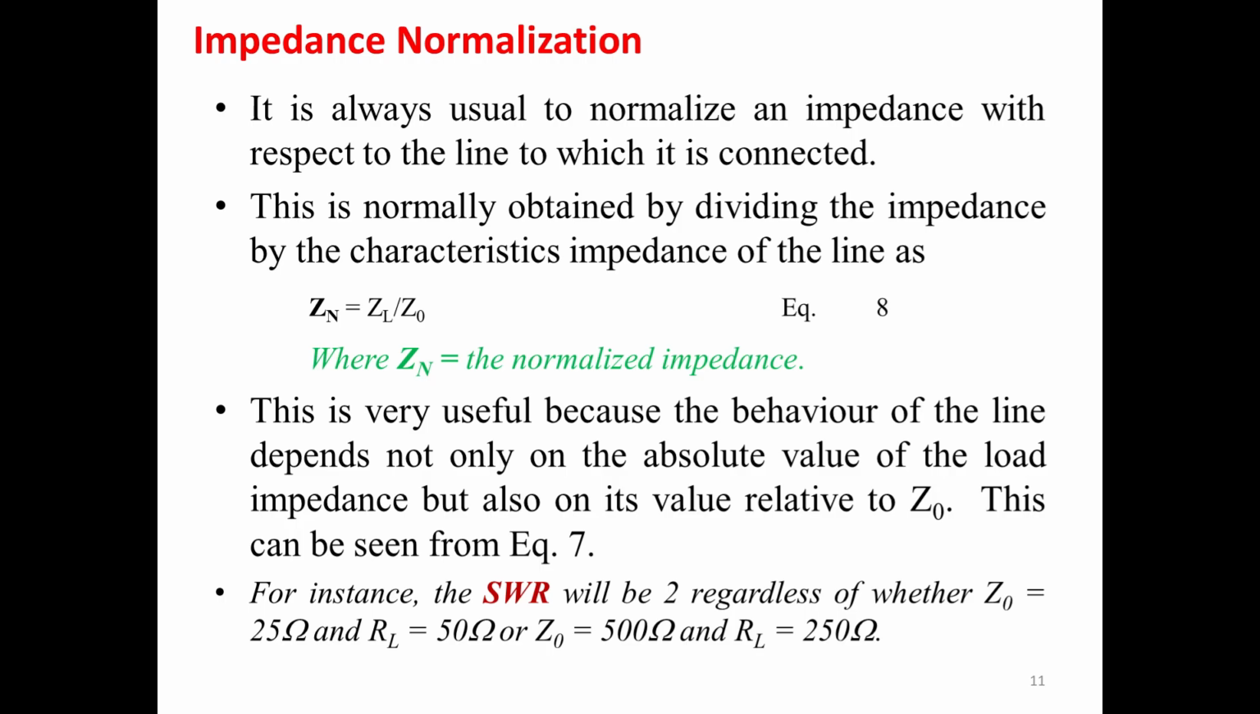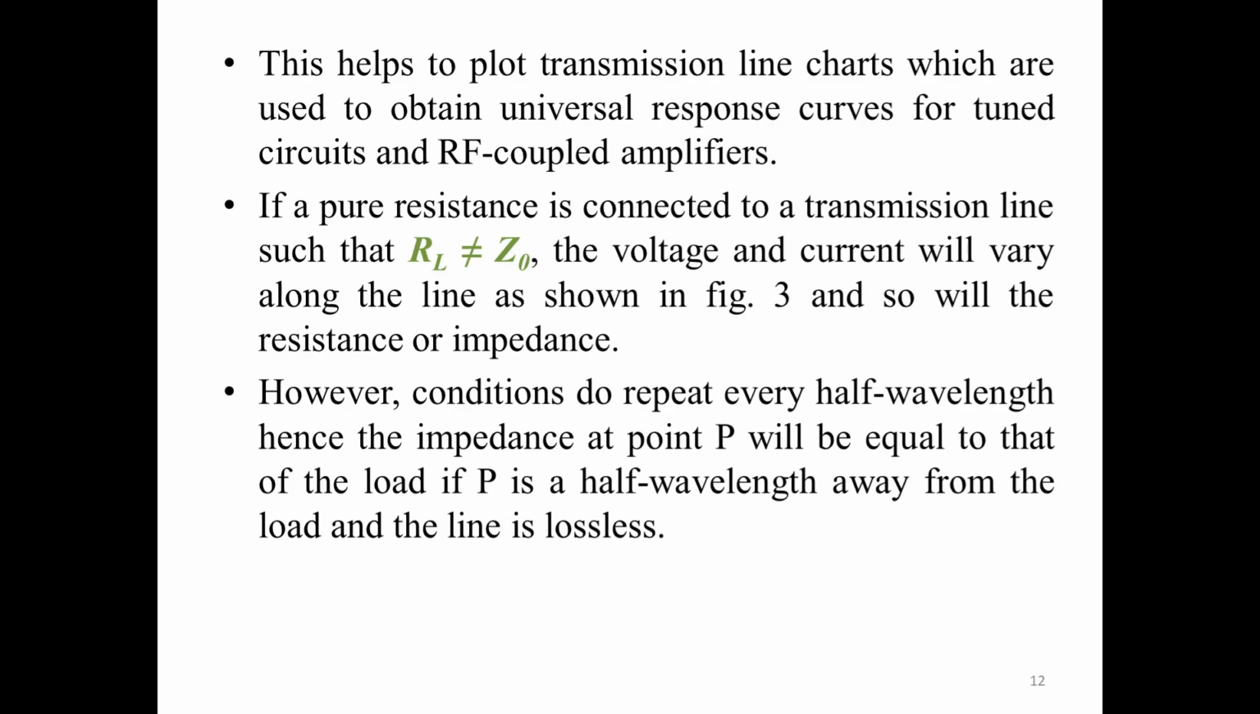For instance, the standing wave ratio will be 2, regardless of whether Z0 is equal to 25 ohms and RL is 50 ohms, or Z0 is 500 ohms and RL is 250 ohms. This helps to plot transmission line charts, which are used to obtain universal response curves for tuned circuits and radio frequency coupled amplifiers.